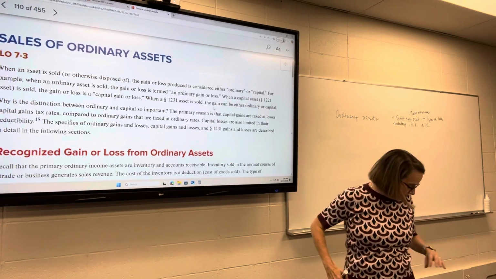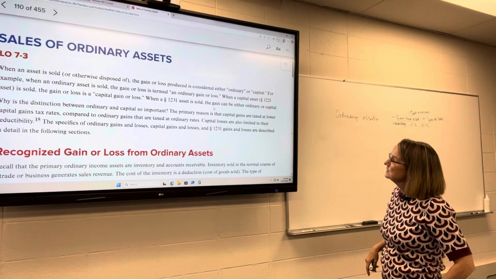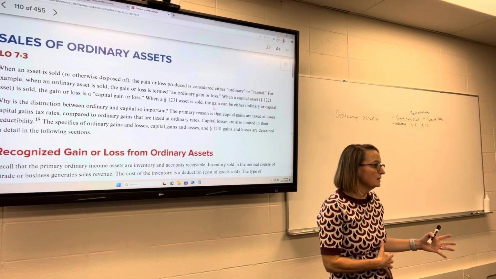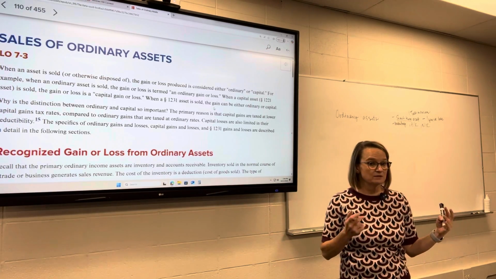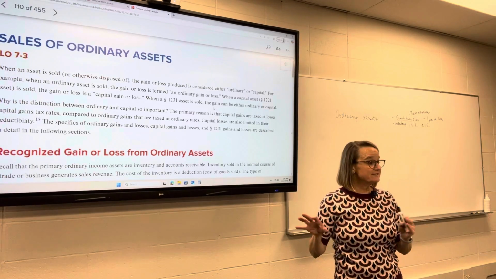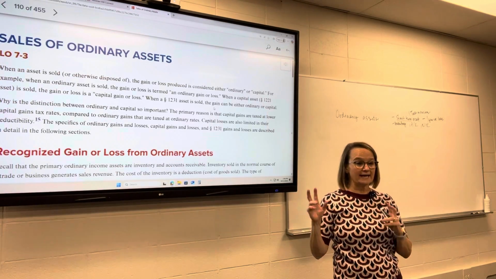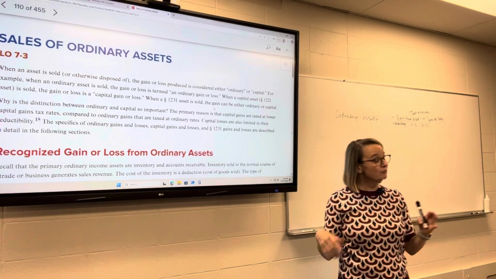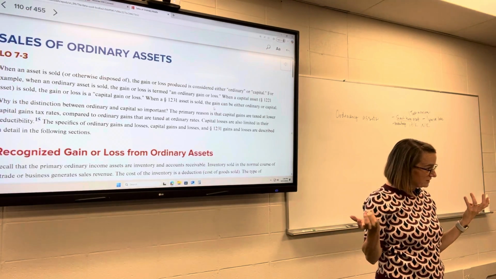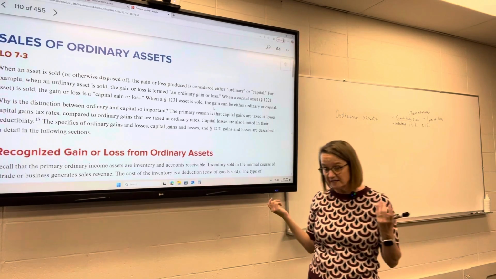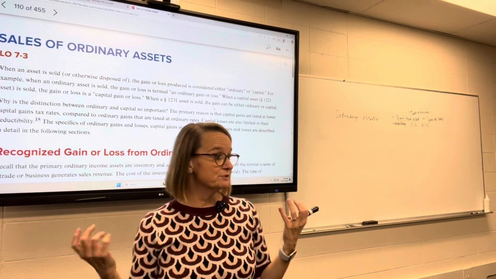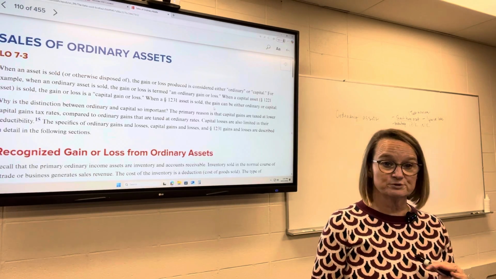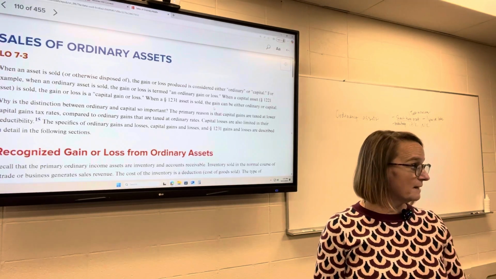So when an asset is sold or otherwise disposed of, we have that gain or loss. It's considered either ordinary or capital. If it's ordinary, it's going to be taxed at ordinary tax rates. If it's capital, it's going to be taxed at capital gains tax rates. We've already talked a little about some of those tax rates when we talked about the qualified dividend income. Remember we had those special tax rates for qualified dividends. We had 0%, 15%, 20%. That's going to come back.